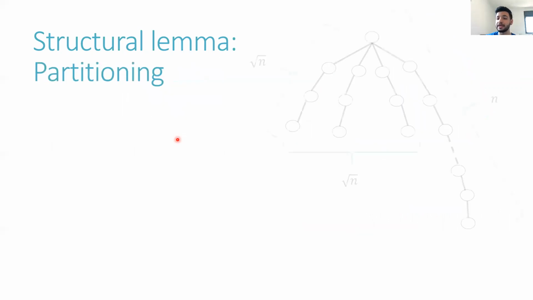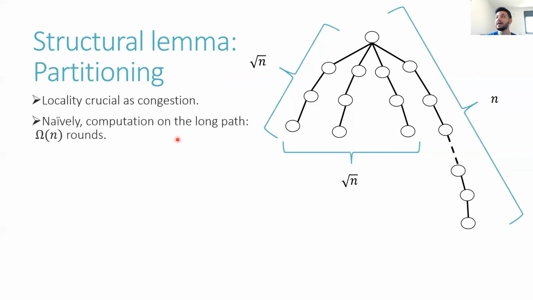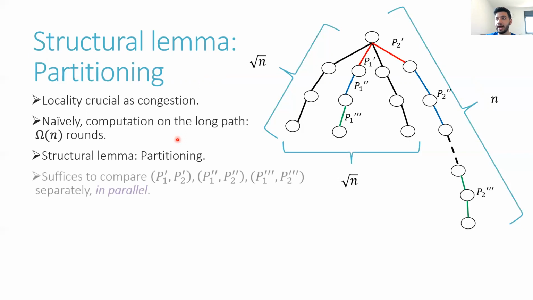The other lemma that we prove is a partitioning lemma. Let us assume for a moment now that we take one of the legs of the spider and make it really long, to have, say, linear length. Well, what do we do then? As I said, the complexity will also depend on the length of the paths. And naively, computation on the long path is going to take a linear amount of rounds.